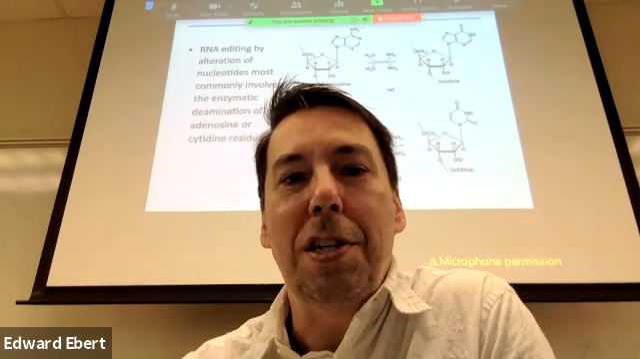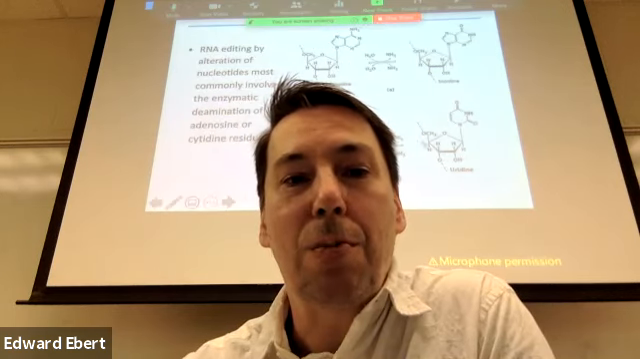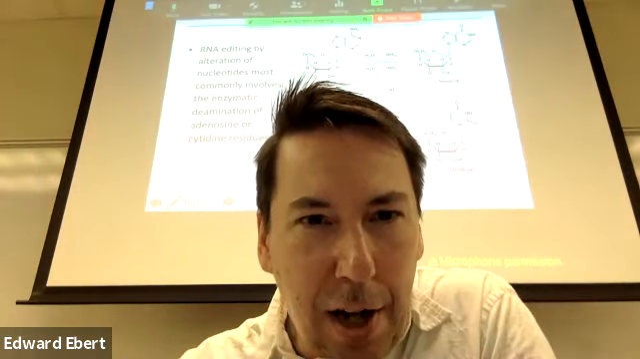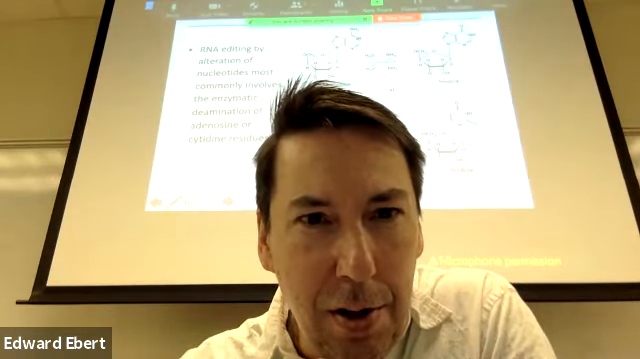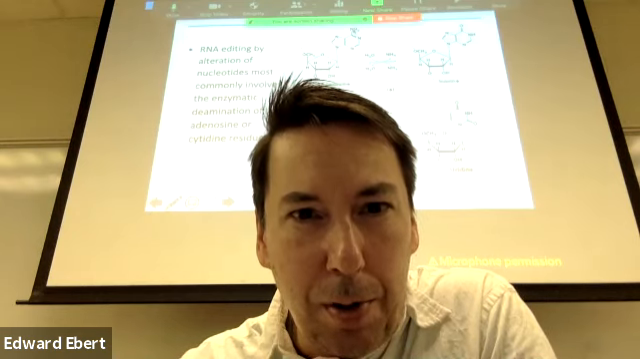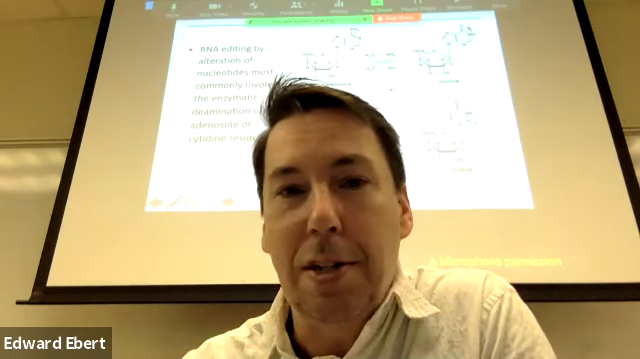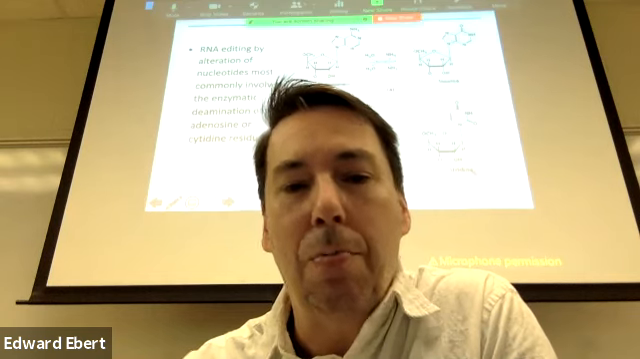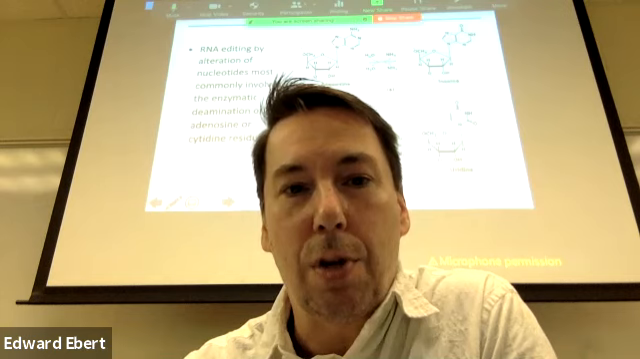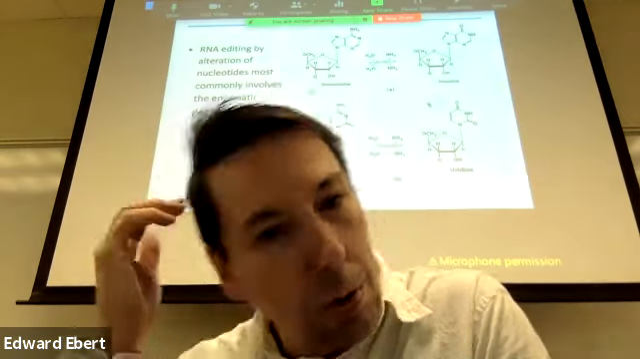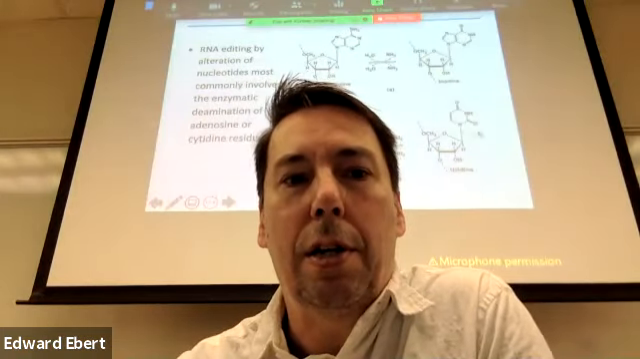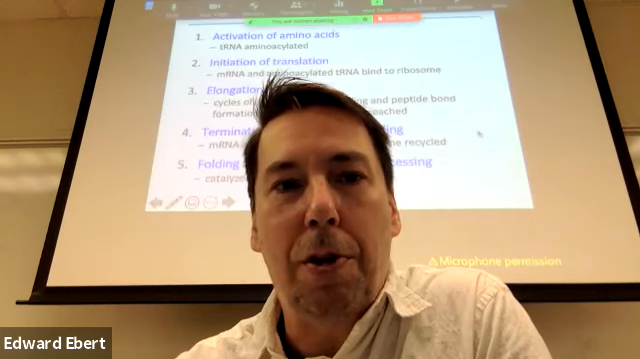We also see deamination reactions that will occur. For example, if we deaminate our adenosine here, so we're going to lose our amino group up here in the base, we end up with inosine. So we replace that with our oxygen. Same way, our cytosine can be converted into uridine as well by deaminating it and replacing it with a carbonyl group. So RNA editing often will involve this as well.